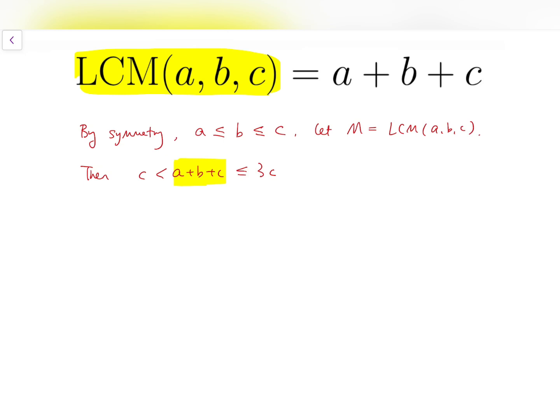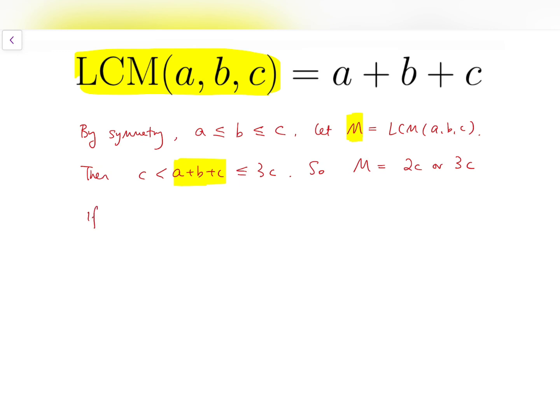And we know that M is between c and 3c. By definition of LCM, this big M is a multiple of c. And so that means this big M is either 2c or 3c, because it's at most just 3 times the number c. So as a multiple, it can only be either double or triple of it. So now we have two cases.